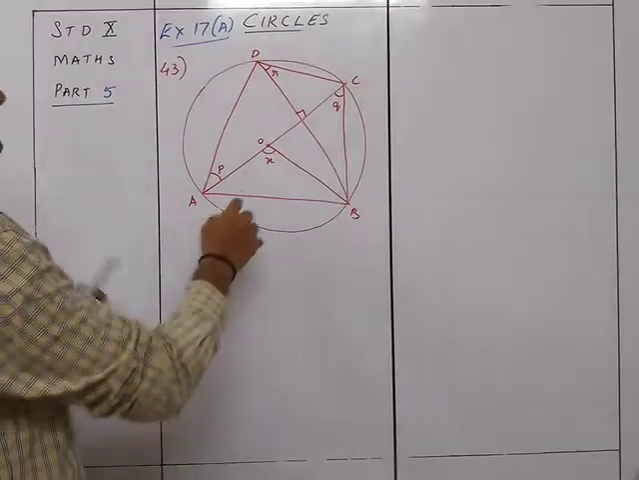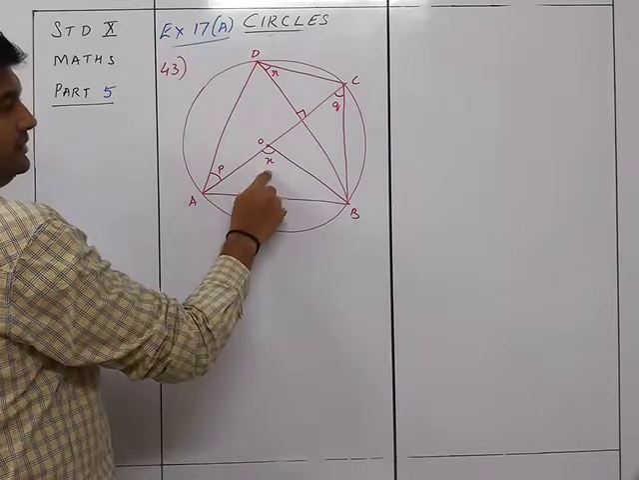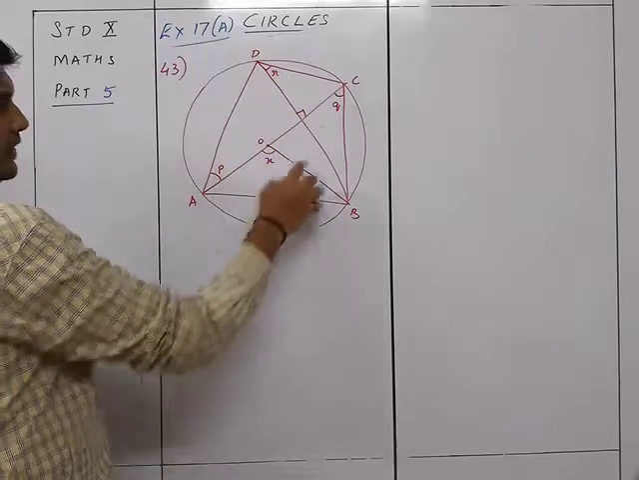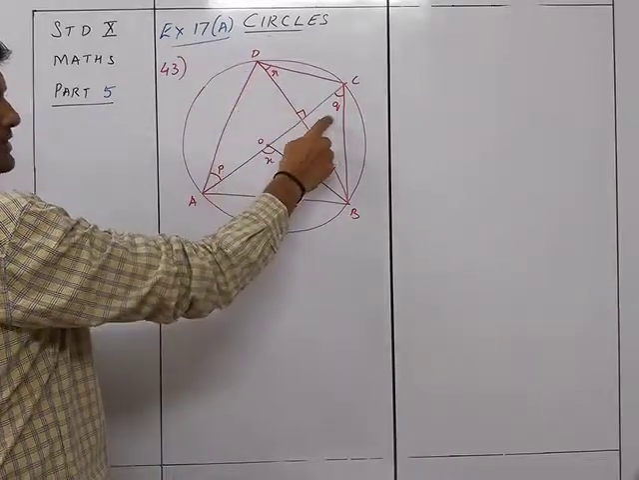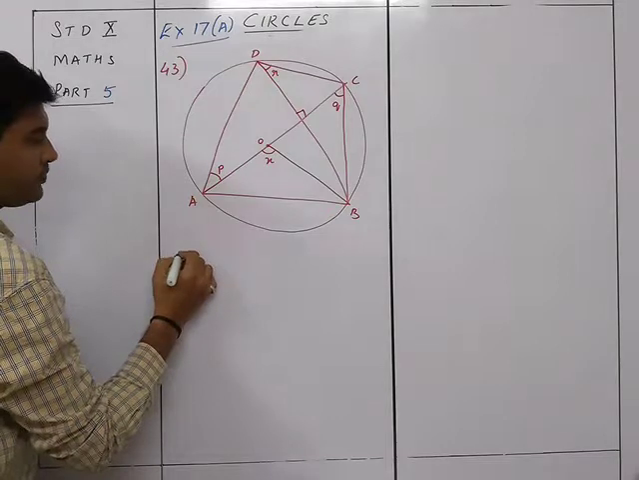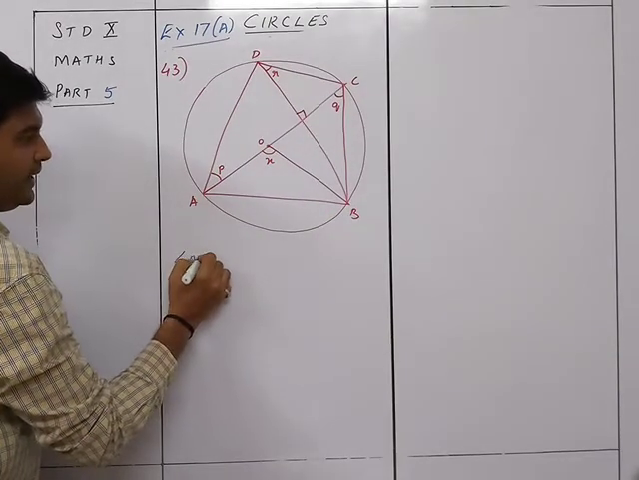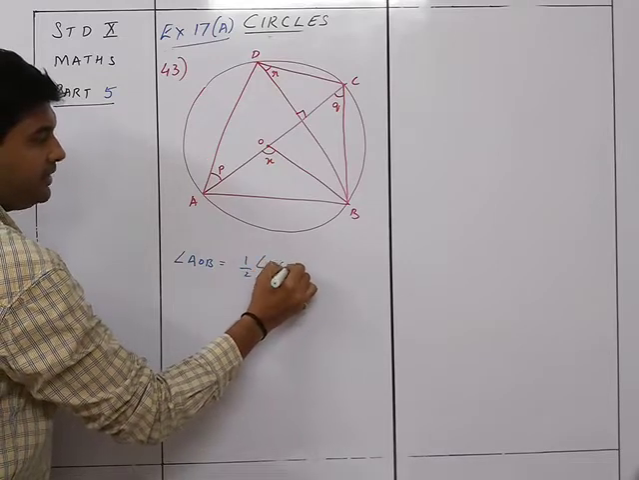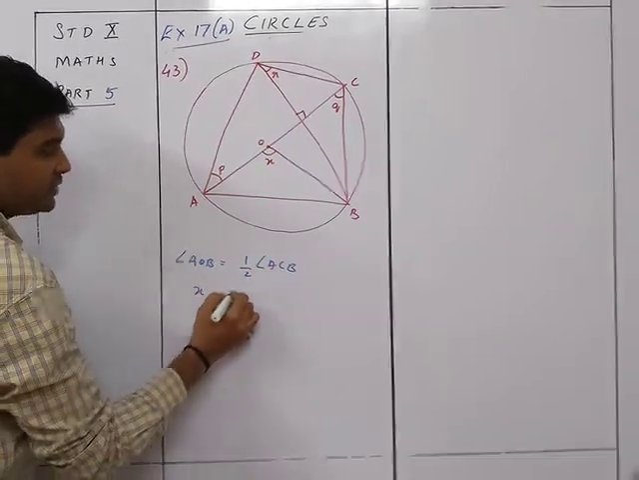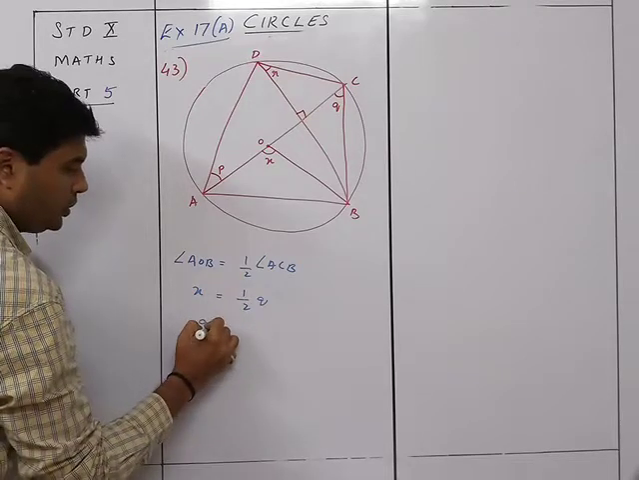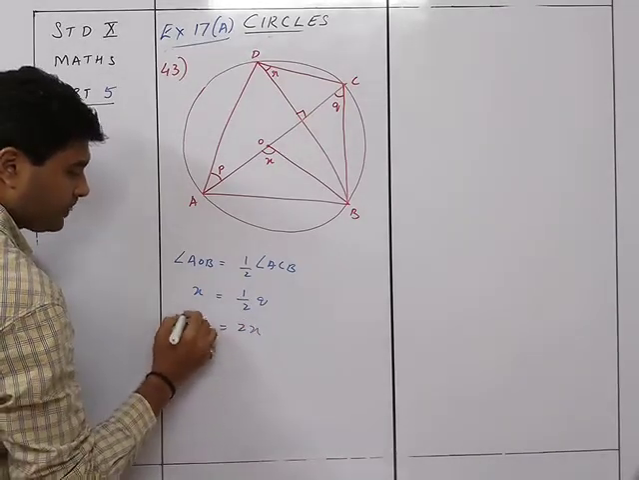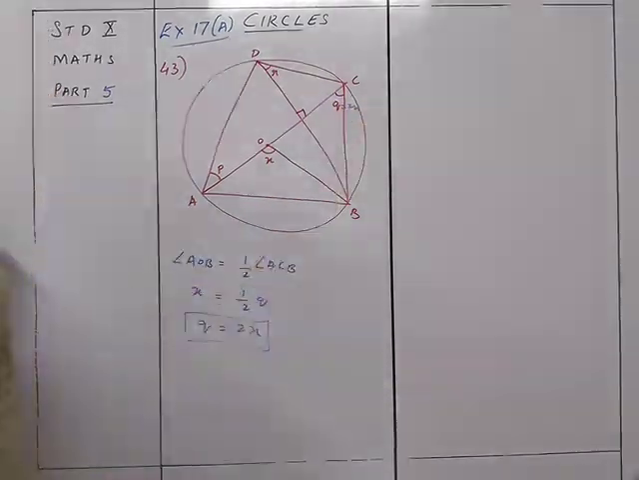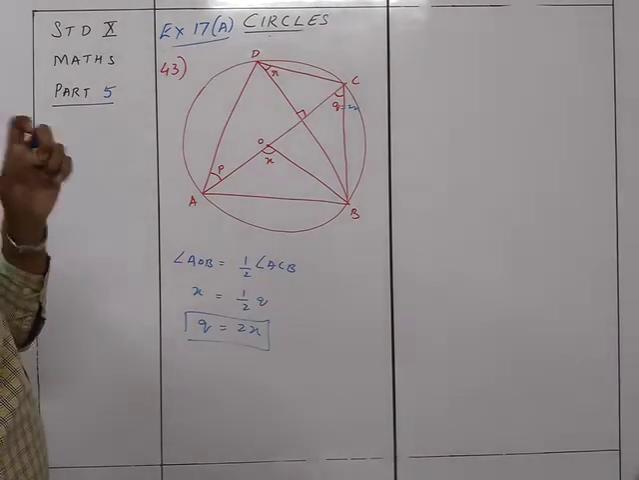Okay, so first thing is this is at the center. So the same arc is subtending here also and here also, but it isn't shown, so Q is the right thing. So first thing is angle AOB is equal to half angle ACB. So therefore X is equal to half Q, or Q is equal to 2X. That's the first answer. 2X.